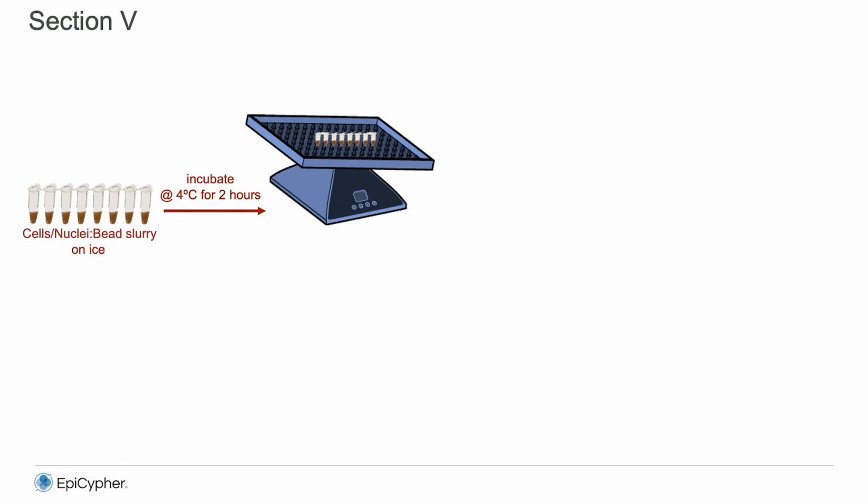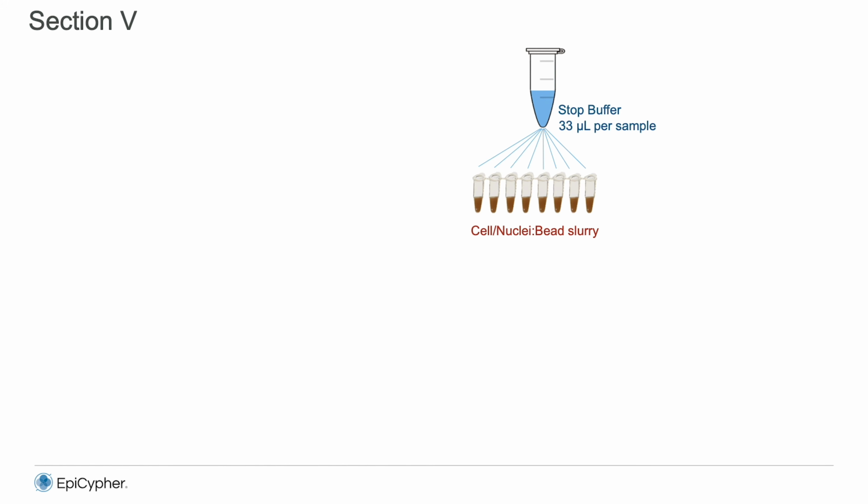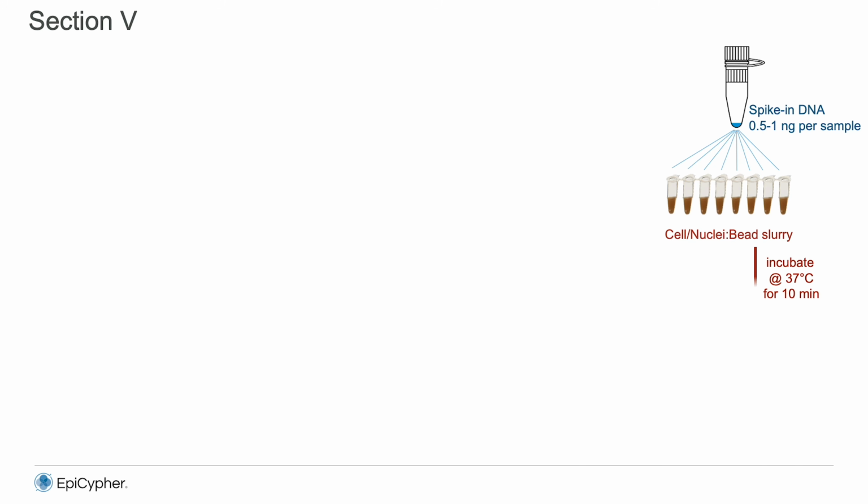When the 2-hour incubation is over, retrieve your tubes, giving them a quick spin with the caps facing in. Add 33 microliters per sample of stop buffer. If you are using spike-in DNA for normalizing sequencing data, aim for 0.5 to 5%, ideally close to 1%, of the total read counts of the sequencing data. You can either pre-mix the spike-in DNA with the stop buffer or add the appropriate optimized amount directly to the tubes. Place the tubes in the thermocycler for 10 minutes at 37 degrees Celsius.